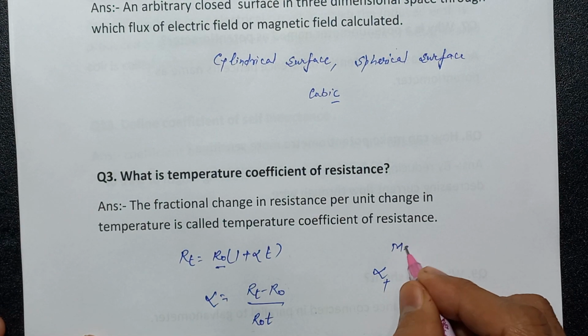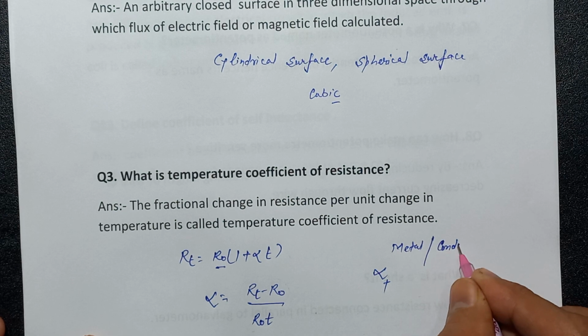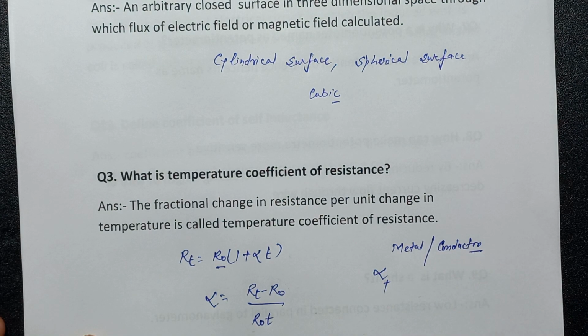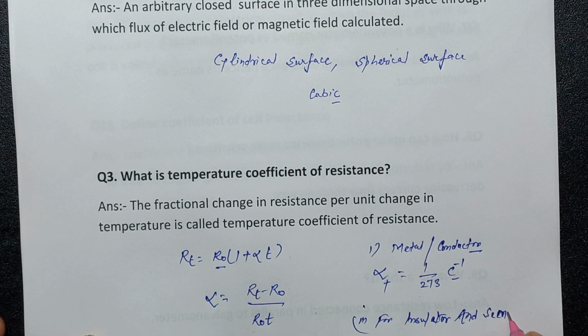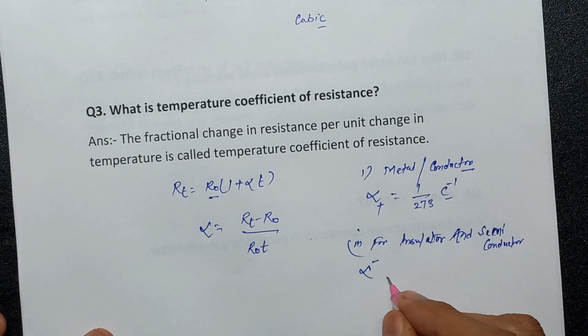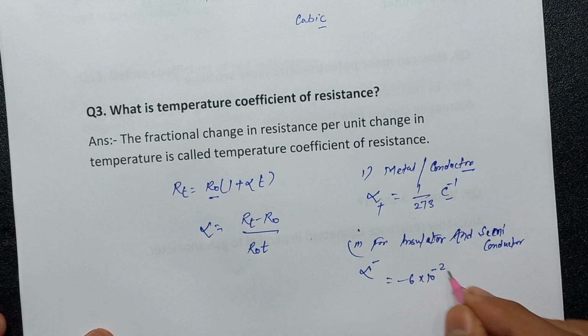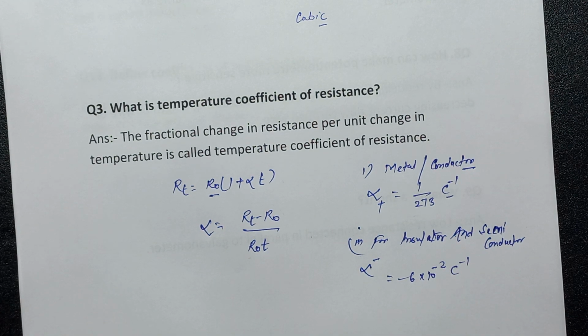For metal or conductor, it's positive and about 1/273 per degree centigrade is its unit. For insulator and semiconductor, its value is negative and about -6 into 10 to the power -2 per degree centigrade. This is all about temperature coefficient of resistance.